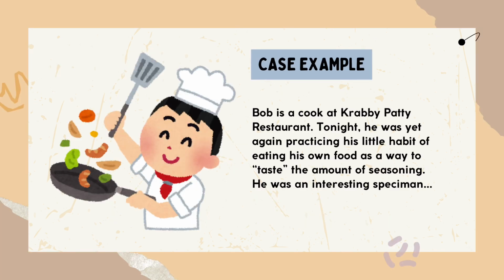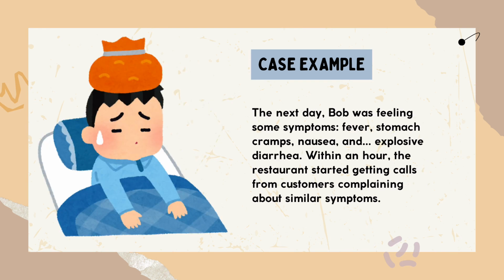So, in this example, we have a case where Bob is a cook at Krabby Patty restaurant, and tonight he was again practicing his little habit of eating his own food as a way to taste the amount of seasoning. And Bob is quite the interesting specimen. However, the next day, Bob was feeling some symptoms of stomach cramps, nausea, fever, and most importantly, explosive diarrhea. Within an hour, the restaurant started getting constant complaints from customers experiencing the same symptoms.